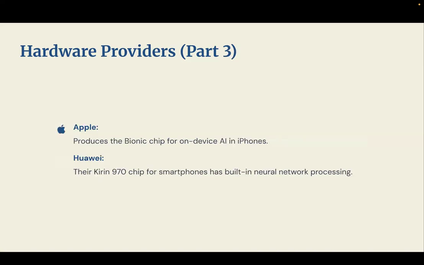The next one, Apple. So recently, with iPhone 17 or 16, they are saying that they are giving you a bionic chip for on-device AI in iPhones because they are trying to introduce AI in-house on their phones using these bionic chips. And the next company is Huawei. Huawei is building a chip called Kirin 970. This 970 chip is there on their own smartphones, which is built in for neural network processing.